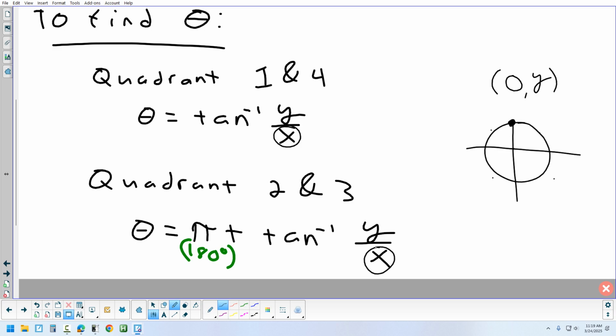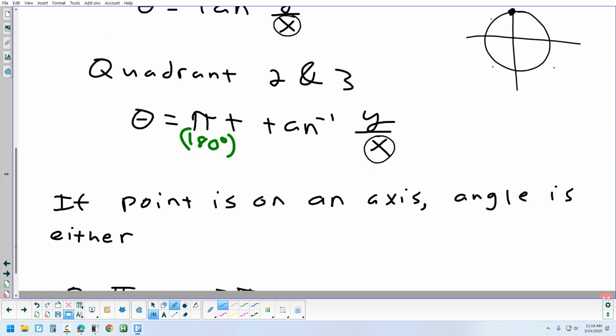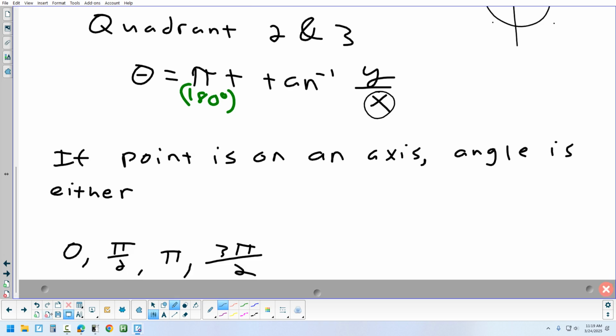So what do you have to do? Well, you have to memorize the answer. When you're on an axis, it's either 0, 90, 180, or 270. In radians, that's 0, pi over 2, pi, 3 pi over 2. And those aren't angles we're unfamiliar with. We've used those a lot.